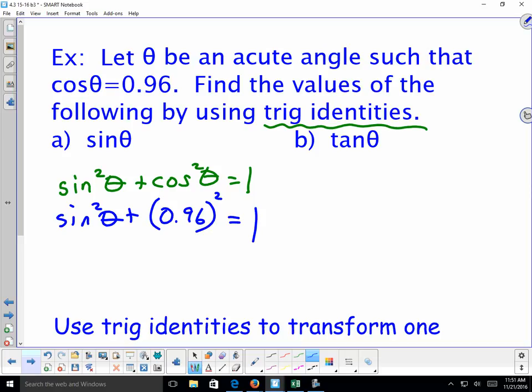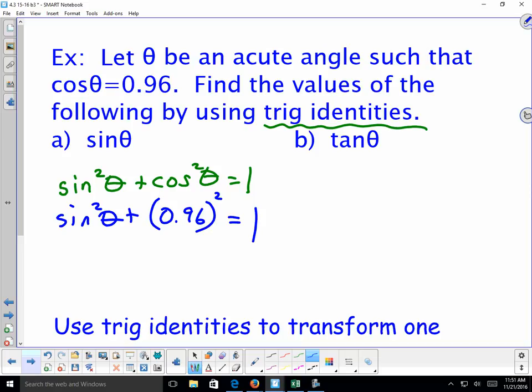So you're grabbing your calculator, and you're going to do 0.96 squared, because we're trying to find the value of sine of theta if we know cosine of theta. And notice it does say let theta be an acute angle, so we know that theta is somewhere between 0 and 90, so we know we're in the first quadrant. So cosine's positive, and sine also has to be positive if we're in quadrant 1.